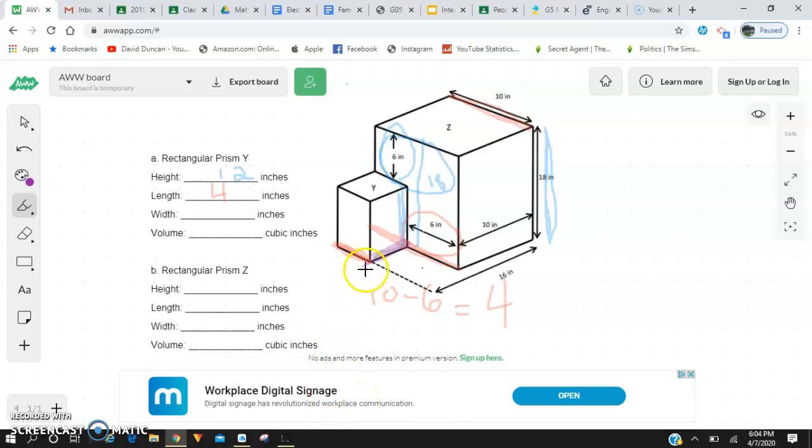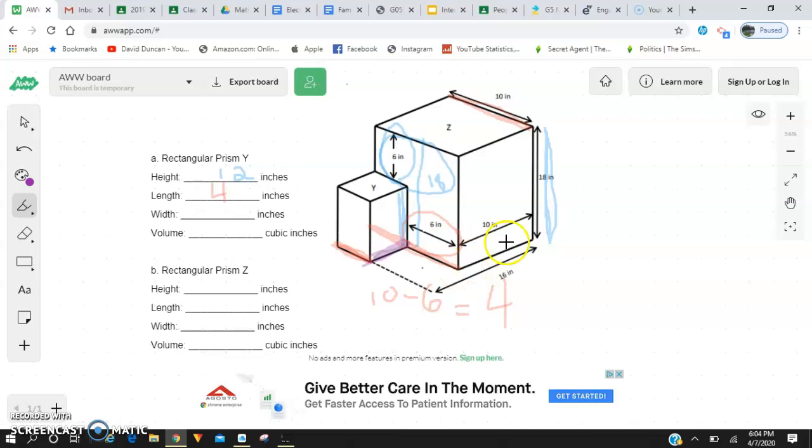challenging because I don't know the length or the width right here. But I know that this overall width from here, the end of Z, all the way to the end of Y, that overall width is 16 inches, okay? But right here, the width of prism Z is 10 inches. From here to here is 16, from here to here is 10, and I only want this missing area right here. So I'm going to find the difference between these two widths.